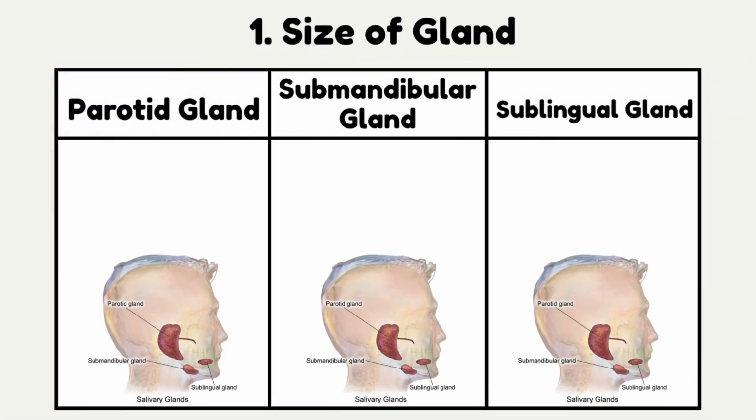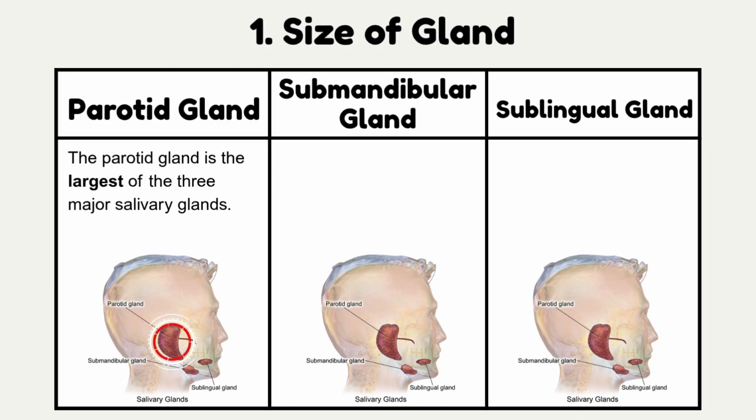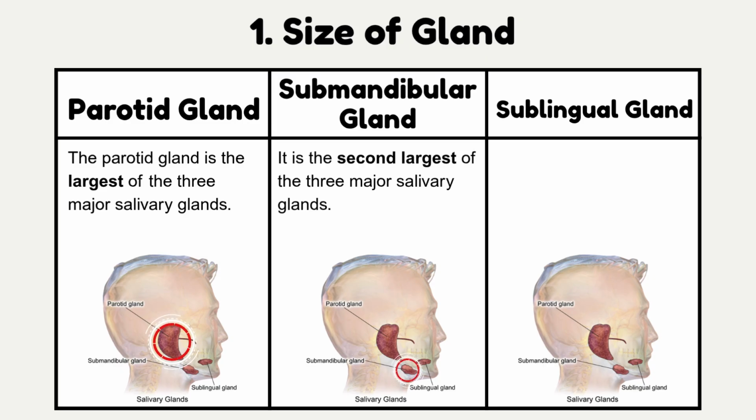Number 1. Size of glands. The parotid gland is the largest of the three major salivary glands. The submandibular gland is the second largest of the three major salivary glands. The sublingual gland is the smallest of the three major salivary glands.